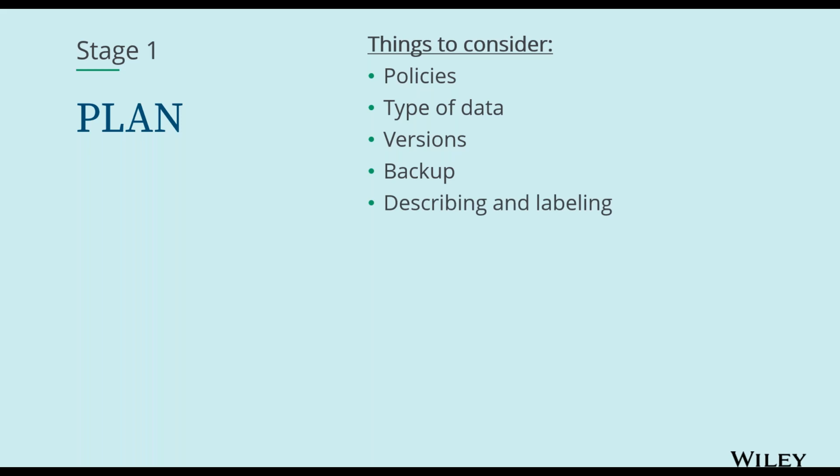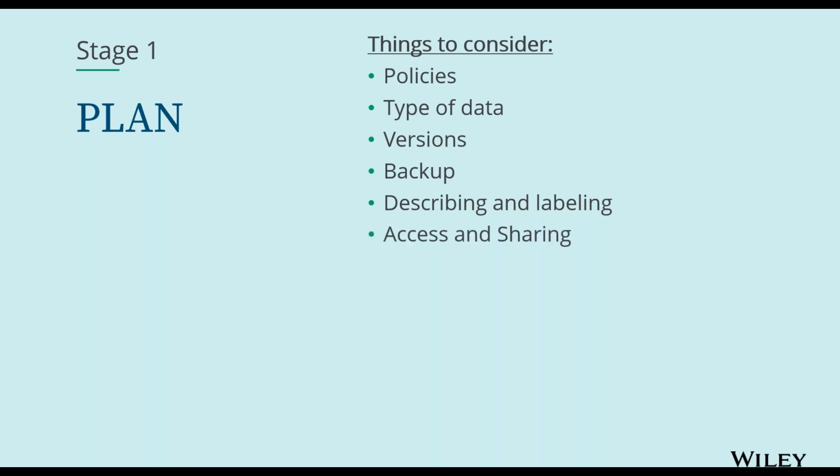You also need to consider describing and labeling. What this means is describing the data. So this is the metadata. And labeling is really important in terms of files. You want to make sure you have consistent labeling and nomenclature for your files. And it might be helpful to create a data dictionary. This is something I'll talk about towards the end, but a data dictionary is essentially a record of how data is described and labeled.